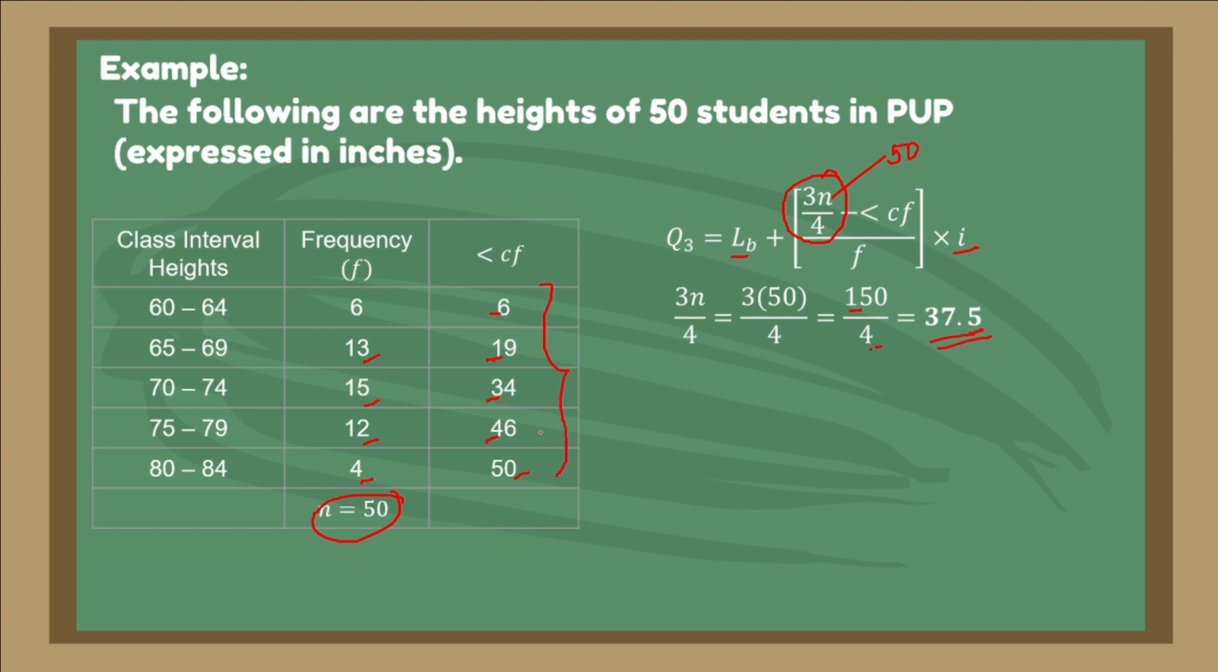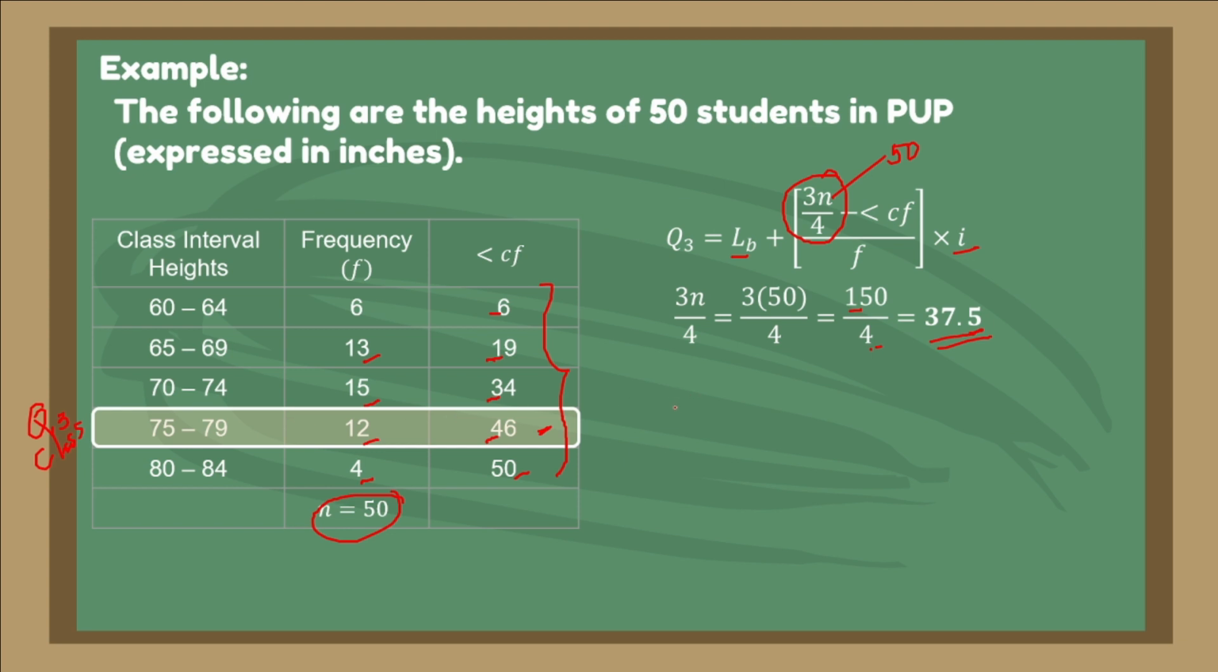As you can see, there is no 37.5. So all we need to choose is the next number higher than 37.5, which is 46. Therefore, our quartile 3 class is this. This is our Q3 class. That means we will base our values from this class.